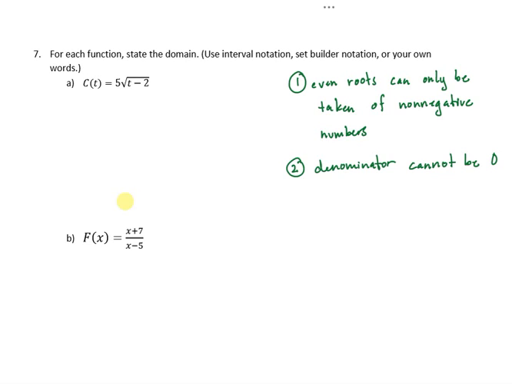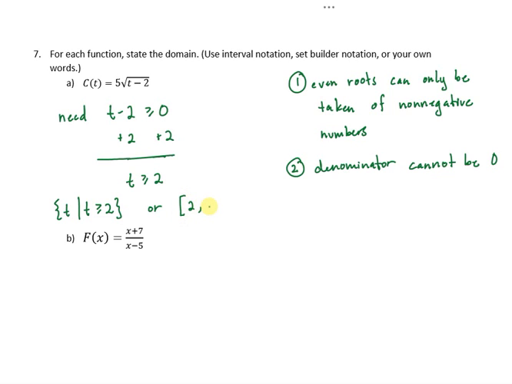that one. But I have to make sure that what's in the root there is a non-negative number. So I need t minus 2 greater than or equal to 0. If I add 2 to both sides, that gives me t is greater than or equal to 2. I can write that like this. T such that t is greater than or equal to 2. Or I can write it like this. I can say 2 with a square bracket up to infinity.